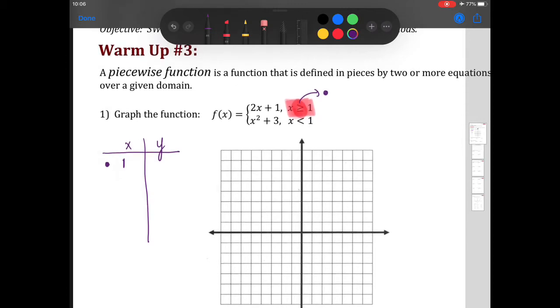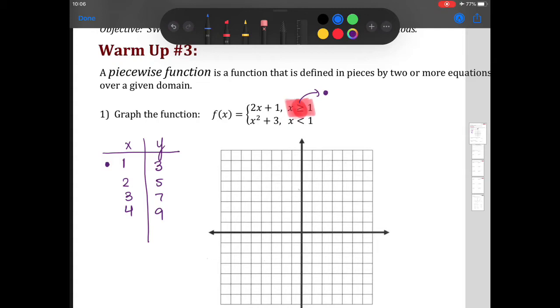Some of you can do this without the table. I'm fine with that as long as you have the right points and the right idea. I really don't care about it. So it's going to go 1, 2, 3, 4, and so on. And when x is 1, y is 3, 5, 7, 9. Those are the values you should get, right?